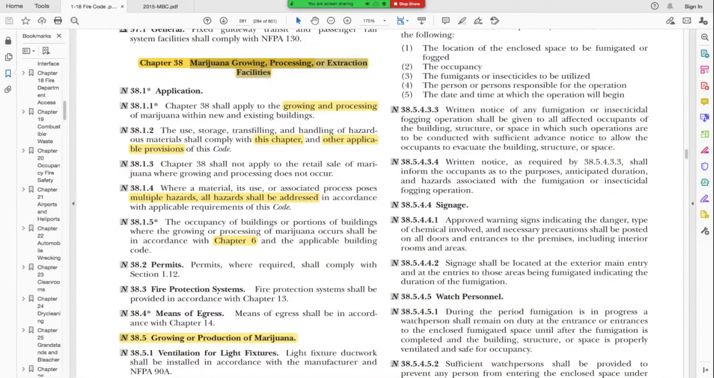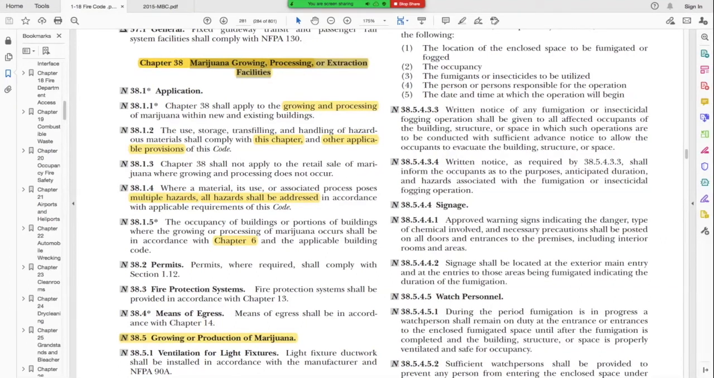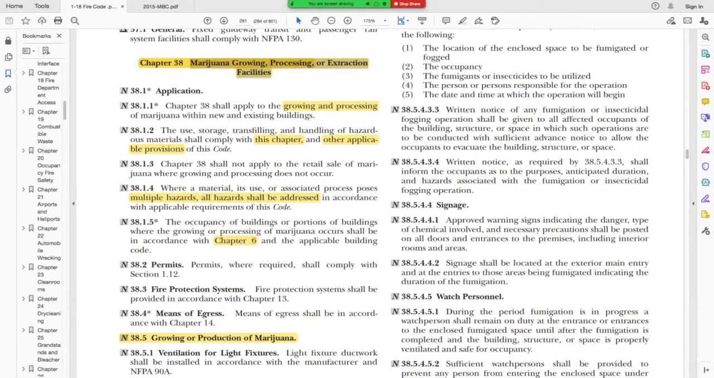I've been accepted into 4 different work groups, one being 3D printing, the other being distilleries, the other being indoor cultivation and extraction and related processes, which is going to be in the new International Fire Code 2024 edition. That's the edition we're working on. That's going to be titled, or it's going to be chapter 39, I believe, in the International Fire Code.